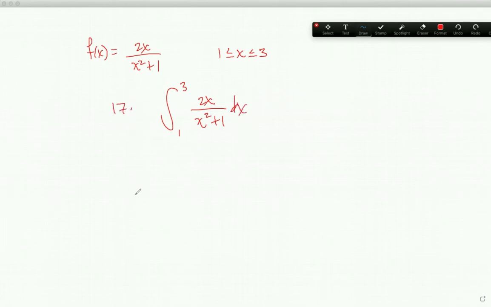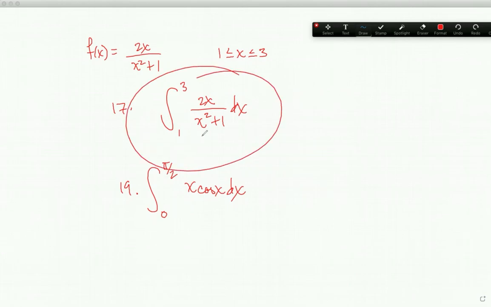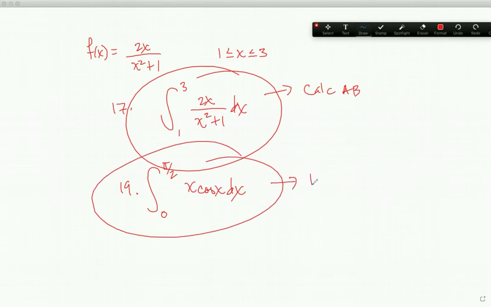Let's skip to 19. So it's going to be the S thing, and then pi over 2 on top and 0 on the bottom, and then x cosine x dx. There you go. Beautiful. This one you can actually do using Calc AB. This one you need Calc BC techniques for. So obviously that's the reason why they just asked you to set it up and not actually evaluate it.